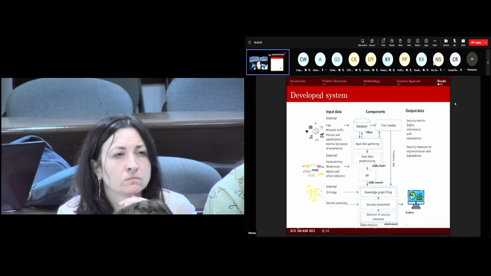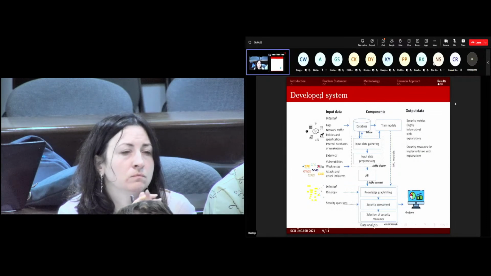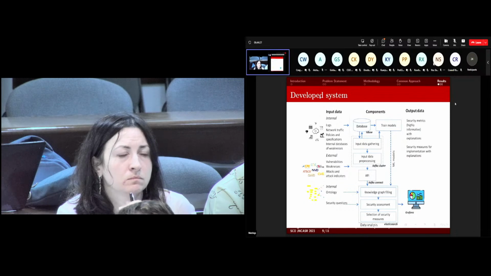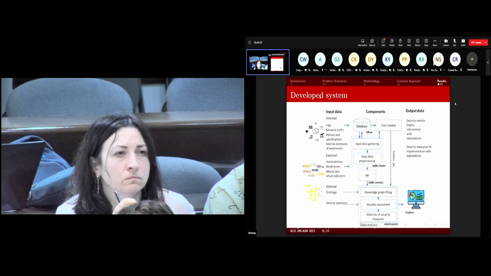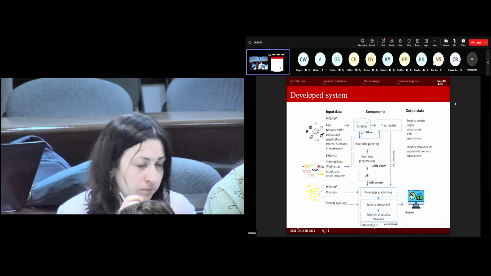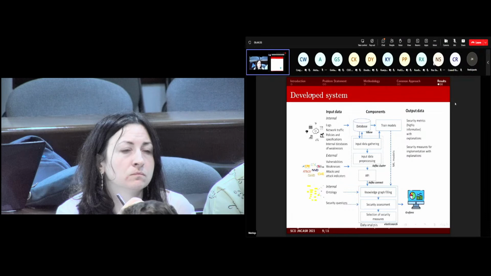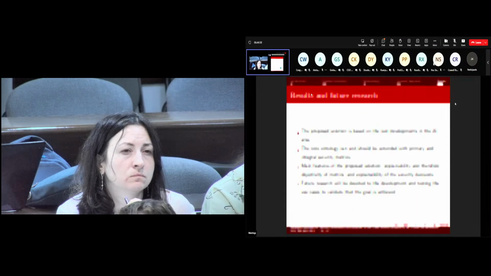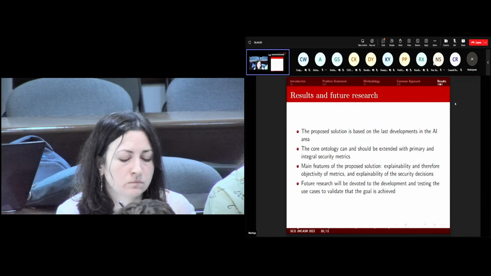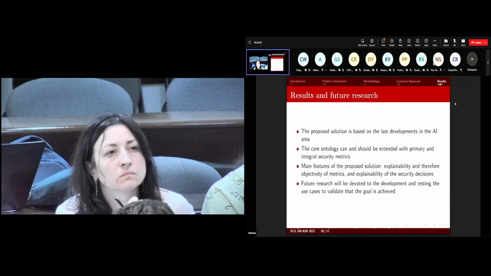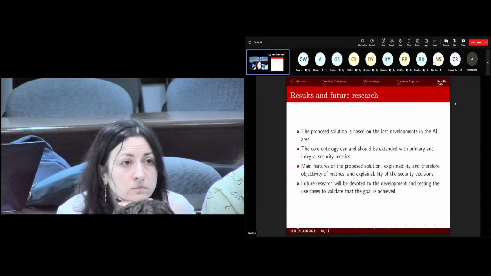The developed system is based on the developed approach and methods of big data processing. Currently, some components are external to the developed prototype. I mean the components related to models training. To conclude, the proposed solution is based on the latest developments in the artificial intelligence area. It should be noticed that the core ontology can and should be extended with primary and integral security metrics.